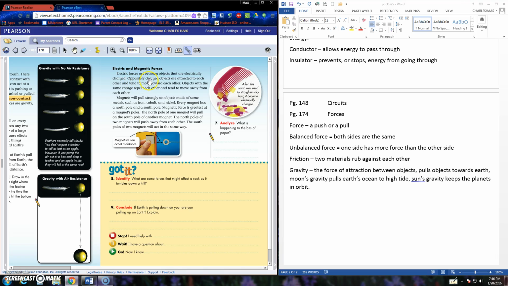Electricity and electrical and magnetic forces. Electric forces act between objects that are electrically charged, such as static electricity. That's a force, because if you rub this comb through your hair several times and then get it close to these little fine pieces of paper, they're going to be attracted to it. And that's a pull. That's a force. A magnet is going to attract or pull or give a force on a piece of metal. So that's also a type of force.